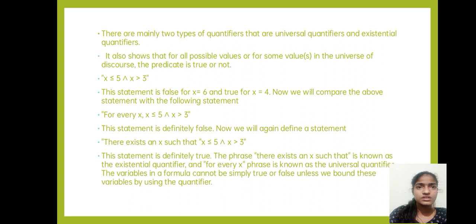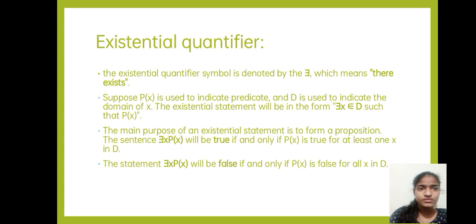It says that some numbers x are such that x is less than or equal to 5 and x is greater than 3. So this statement is definitely true. The phrase there exists an x such that is known as the existential quantifier, and the phrase for every x is known as the universal quantifier. A variable in a formula cannot simply be true or false unless we bind the variables by using quantifiers. So let's see more detail about the existential quantifier.